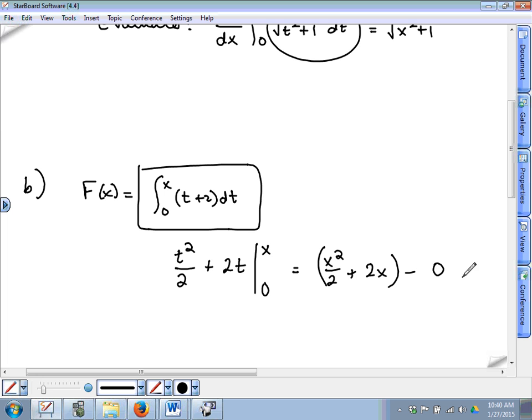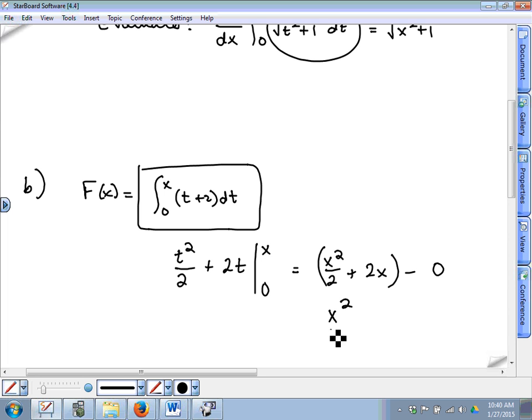Okay, this will just take like 30 seconds. I know we moved through this pretty quick. Do you understand where this came from? T squared over 2 plus 2t. That's the antiderivative. Now where did this come from? The first fundamental theorem of calculus, plugged in the x. And then where did the 0 come from?